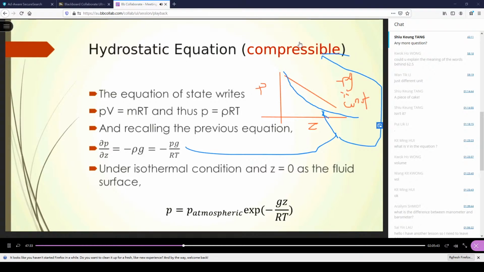We seldom deal with a fluid which is compressible when we are talking about fluid moving in pipelines, or flow around buildings. We only deal with compressibility of fluids when it is in a compressor. Okay, so far, so good. This is for your completeness.